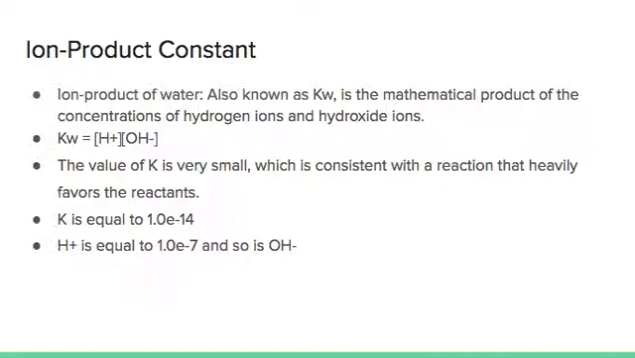The hydrogen ion concentration is equal to 1.0 times 10 to the negative 7th, and that is also the hydroxide concentration, because if you multiply those together, then you would get Kw, and that's Kw's hydrogen times hydroxide.